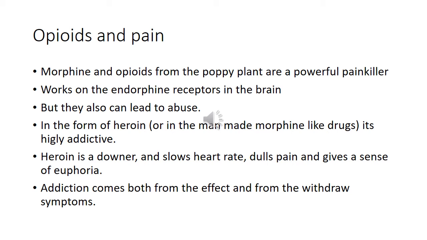The different opioids work on the endorphin receptors in the brain, which will shut down the pain signals, but they'll also work as a downer. It will slow your heart rate, it will dull pain, and in many people it will give a sense of euphoria, something that people describe as being a very, very pleasant feeling. That is why, in the form of heroin or also in the form of different prescription drugs, this can lead to abuse because it is highly addictive.